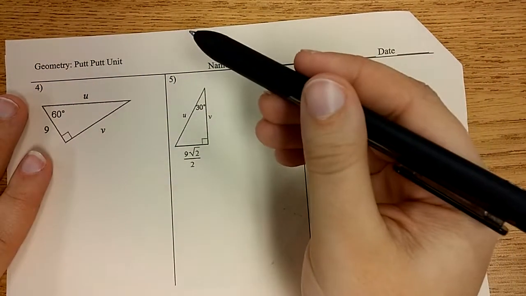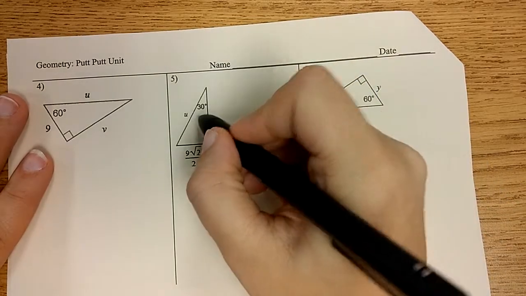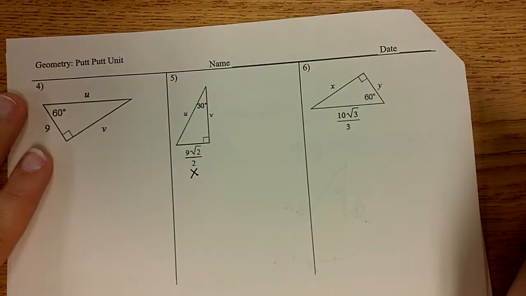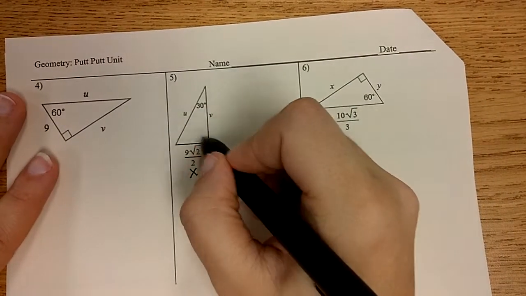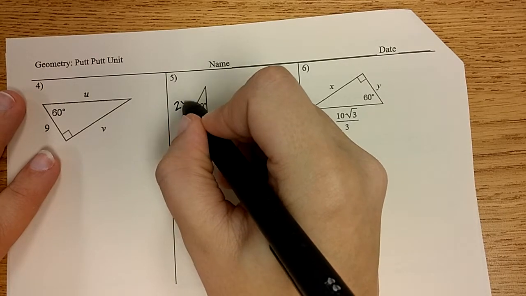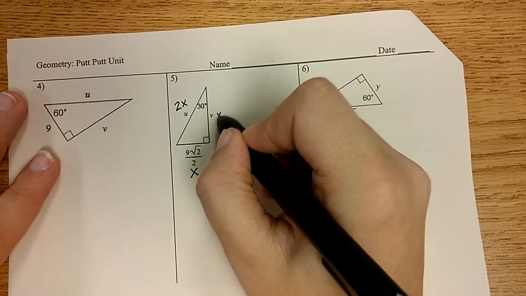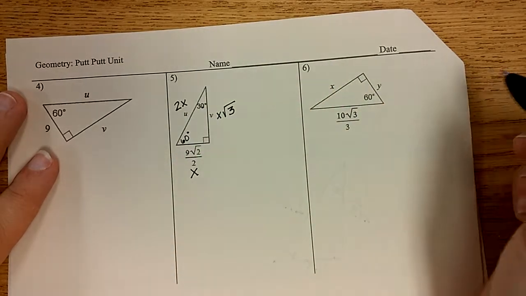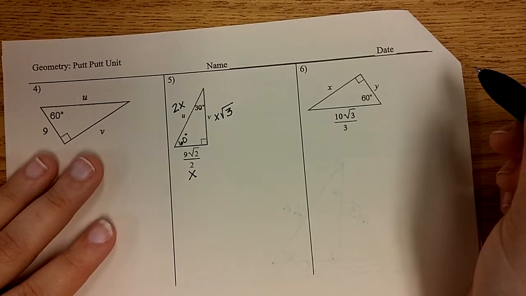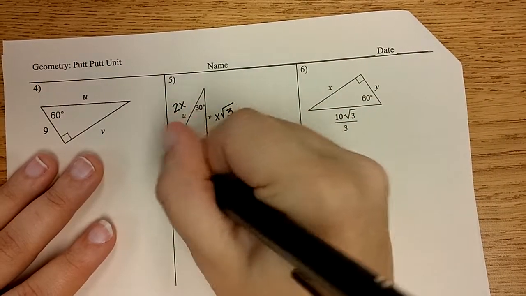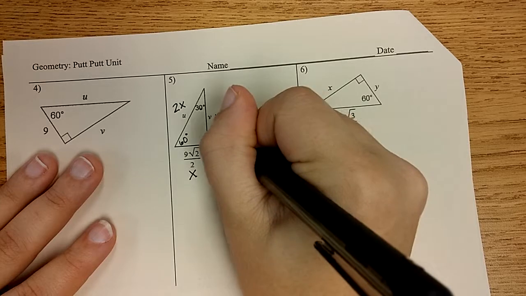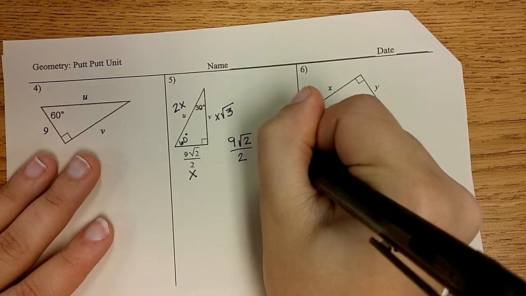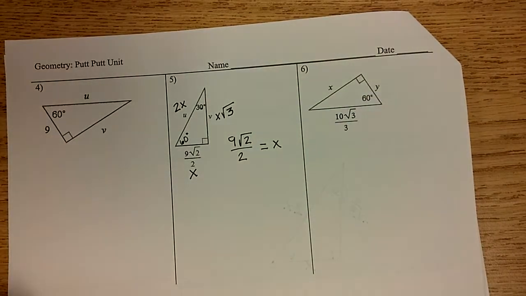So step 1 says, again, we have to label our sides. So across from 30 degrees, the shorter leg is labeled as x. The hypotenuse across from the 90 degree is 2x. And the longer leg across from 60 degrees is x root 3. If that's 30, that would make this one 60. So step 2, set the given side equal to the label. So the given side length is 9 root 2 over 2. We're going to set it equal to the label. The label is x.